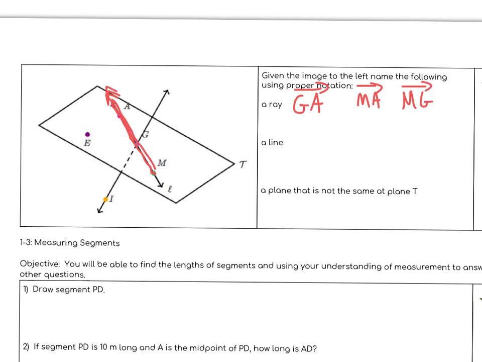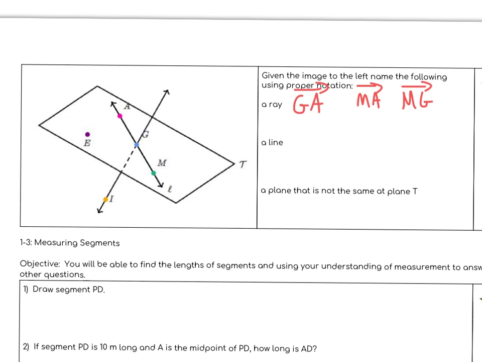Oh, wait. MA and MG seem like they're the same ray. That's kind of interesting. So there are some times that we can name things differently, but they actually mean the same thing. That's kind of weird. And I have all kinds of different variations that I could play with to name things in some different ways.